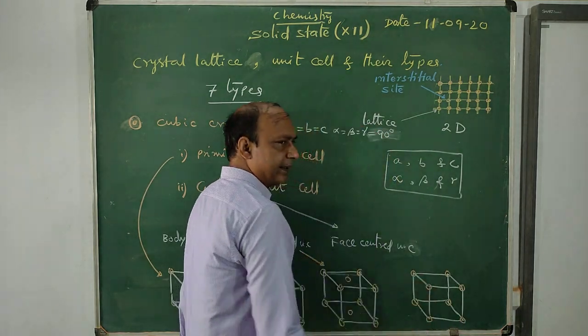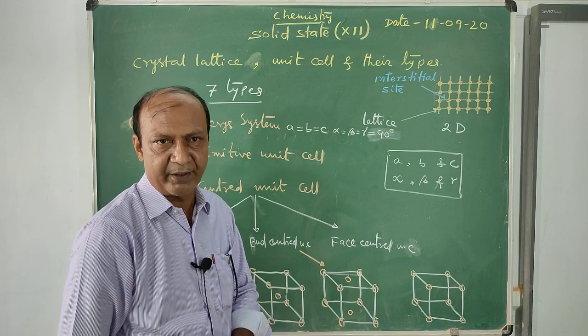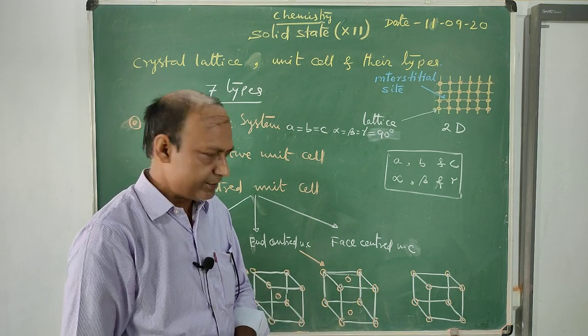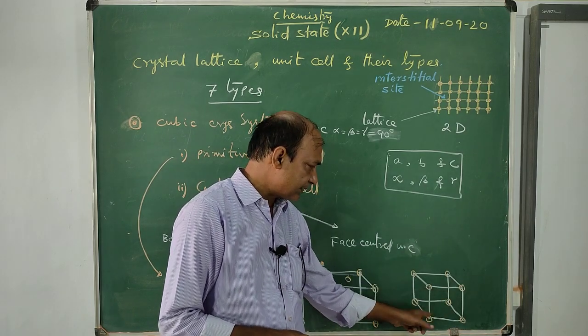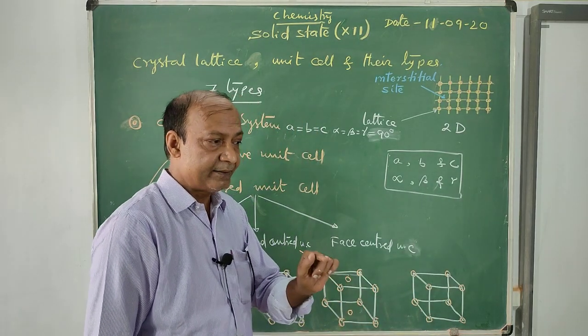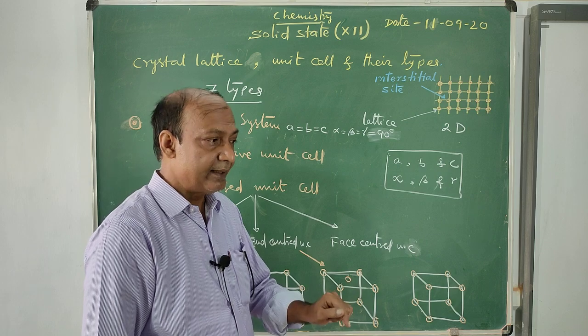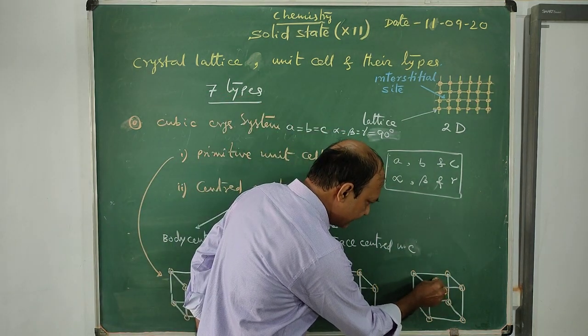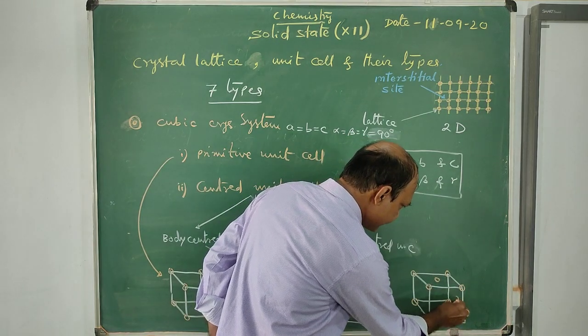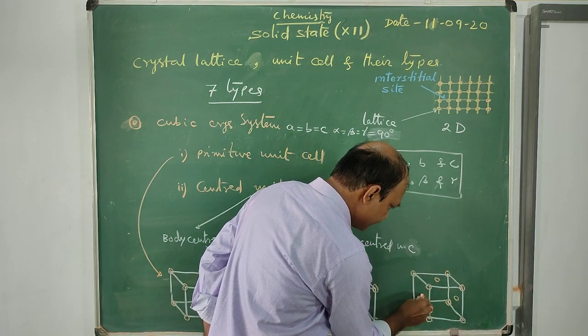Without the position of the particles at the corners, the unit cell can't be defined. Remember it. This is the main structure of the unit cell. In addition to the particles at the corner, there is a particle at the center of each face. So this is the face, this is the center; this is the face, this is the center.